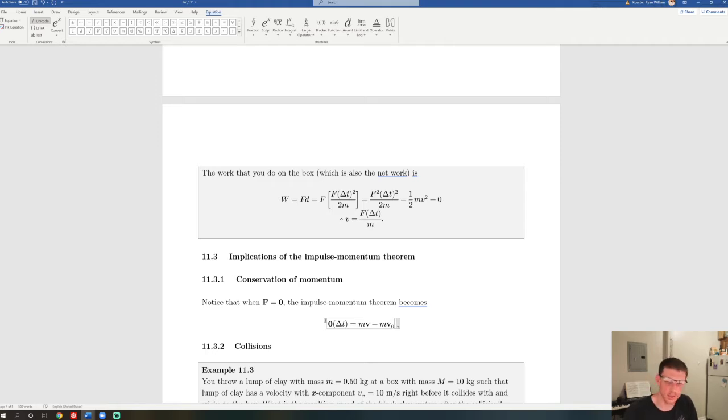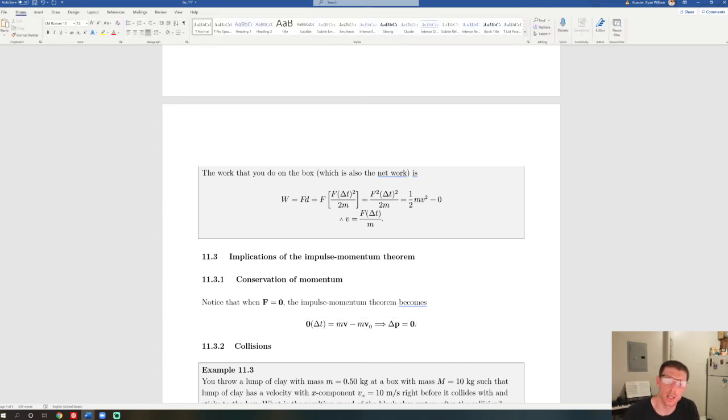And this implies that delta p equals 0. And this is really where we're going to get the most value out of these ideas about impulse and momentum, from conservation of momentum. And we'll look at a couple examples of this, and you'll do more practice problems on your homework.